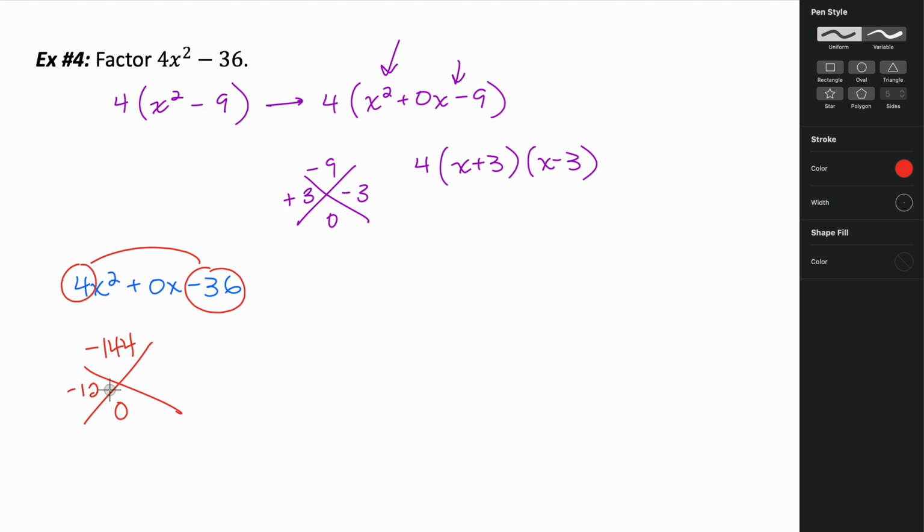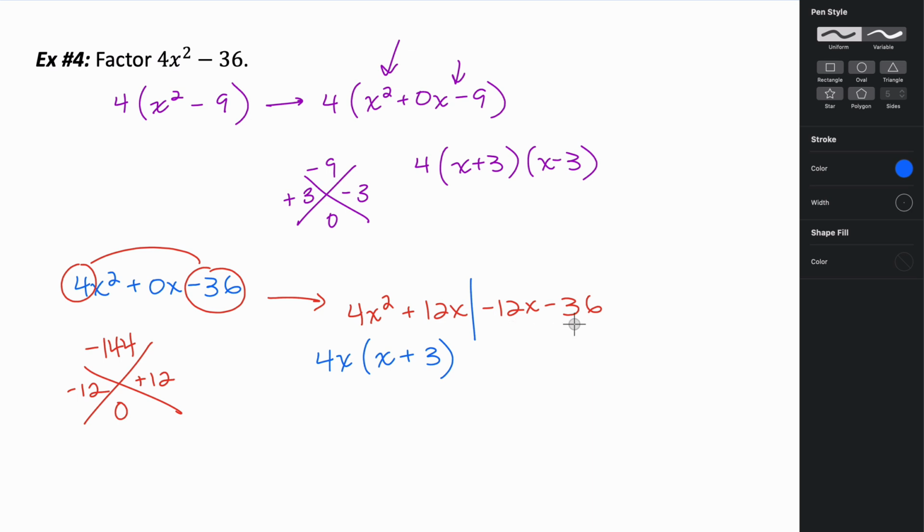That would be negative 12 and positive 12. And then you're going to rewrite this. So it's going to be 4x squared plus 12x minus 12x minus 36. Split and factor. So this has a common factor of 4x. 4 times 1 is 4. And then x times x is x squared. 4x times 3 will be 12x.